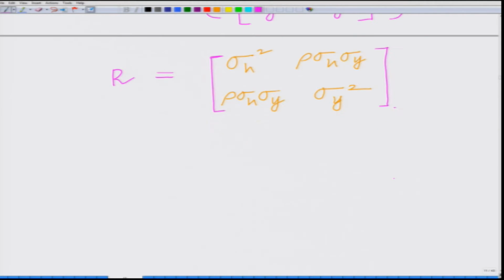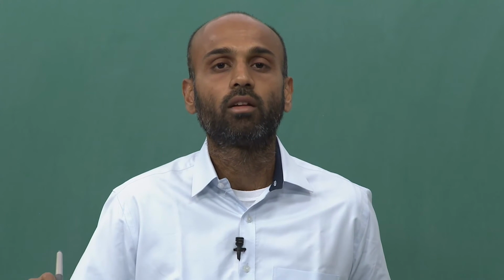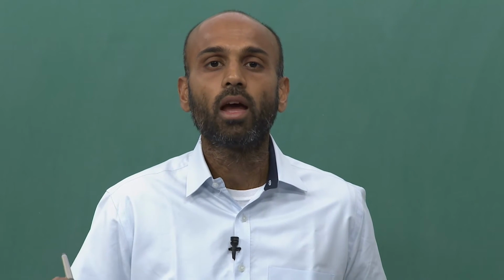This is the covariance matrix of the vector h comma y, where h denotes the parameter and y denotes the observation. So, we have derived the covariance matrix of the vector h y in terms of the variances of h and y, and also the cross covariance, that is the cross correlation between h and y.